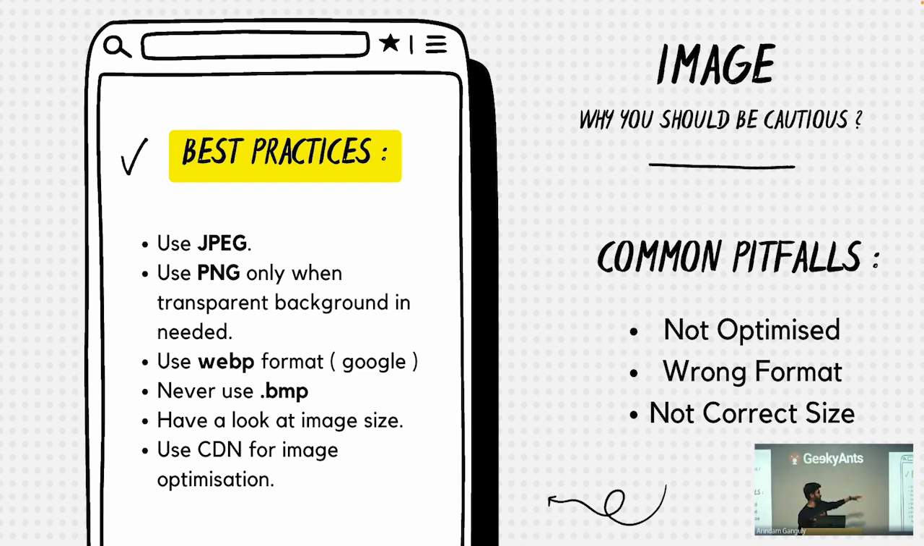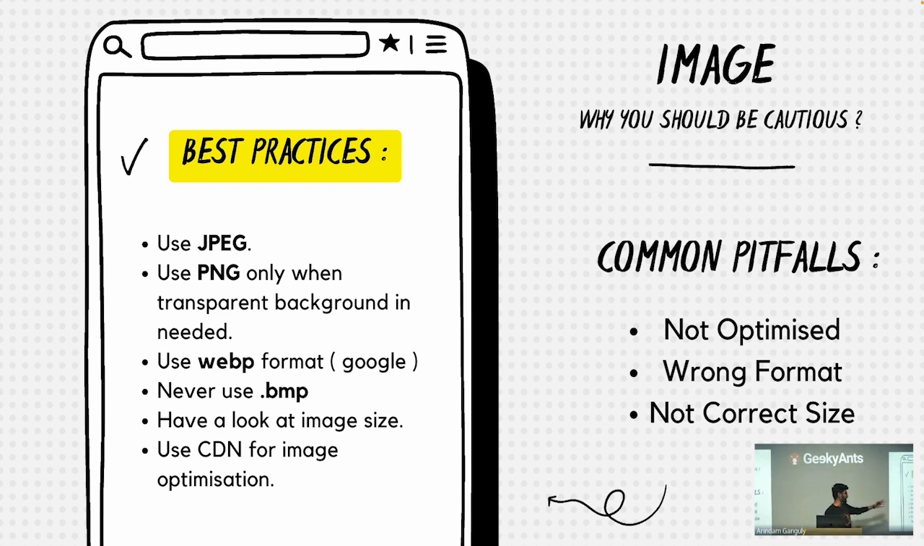So the way to fix that is generally to use a JPEG or PNG image. Rather, use a JPEG image and use a PNG image only when you require something like a transparent background, because JPEG does not provide you that. Now the other thing which is on top of the internet now is the WebP format. It is Google's own format, and you can also find a lot of converter tools which convert your JPEG or PNG image to a WebP image.